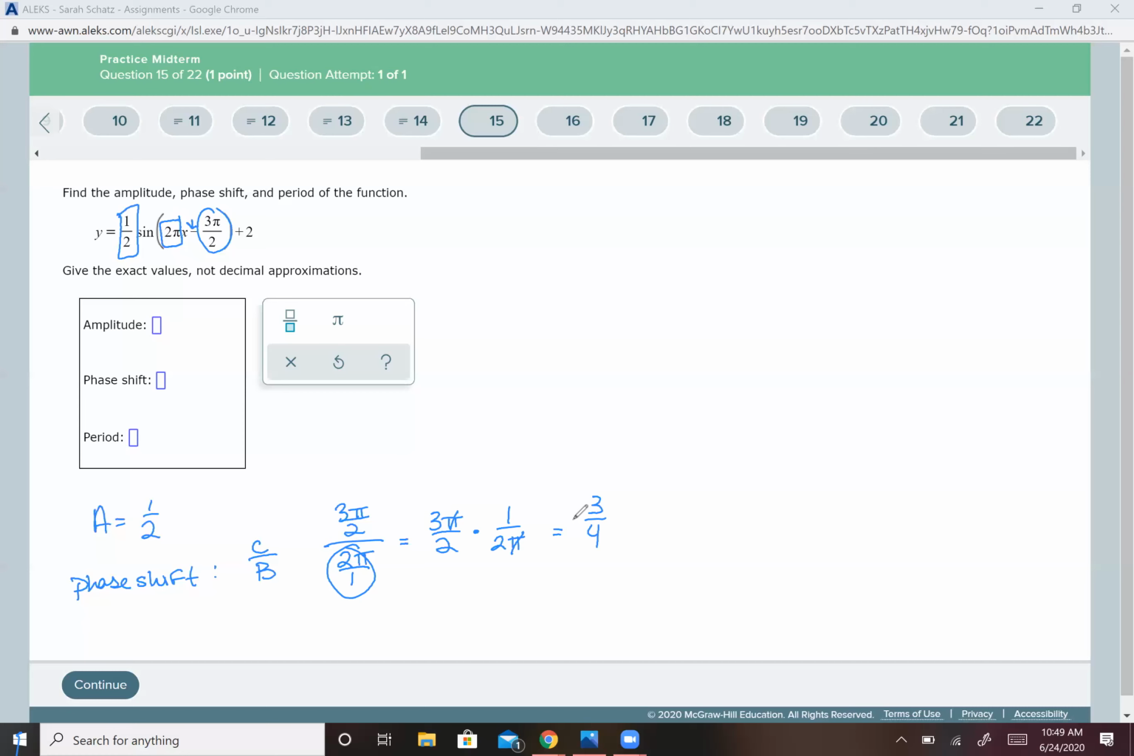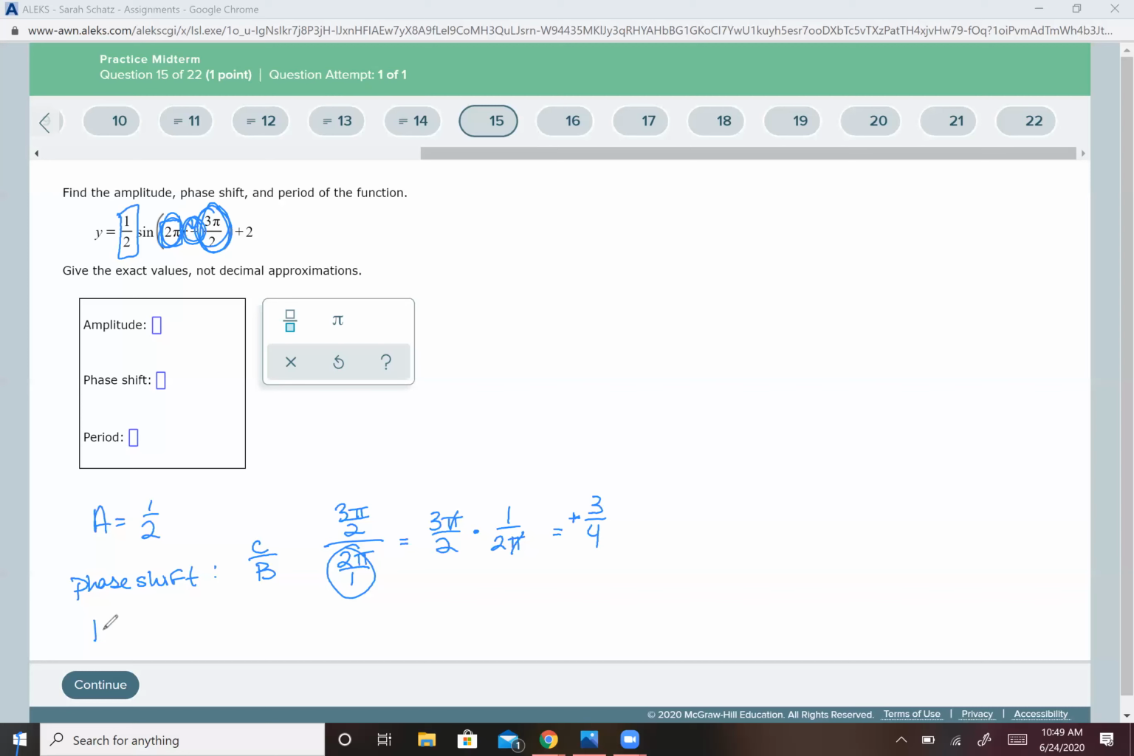Remember, the sign I put here indicates the direction it moves. So this is a minus. What does a minus tell me to do? It tells me to go to the right. So I'm going to leave this as a positive 3/4 because my phase shift is 3/4 to the right. So just think always changing the sign on that. But don't say that the phase shift is just C. Remember, it's always C over B.